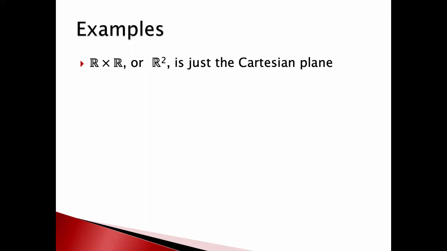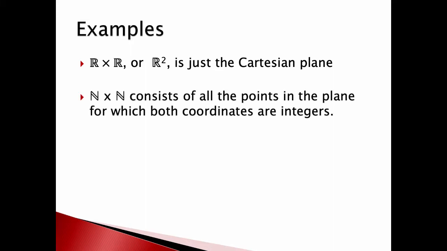You can work in something like N cross N, for example. Those are the points in the plane where the coordinates are both positive integers. So in N cross N, the first coordinate would be a positive integer, and the second coordinate would be another positive integer. So it would be like the dots on graph paper, at least in the first quadrant, because this is N cross N, they would all be positive numbers.